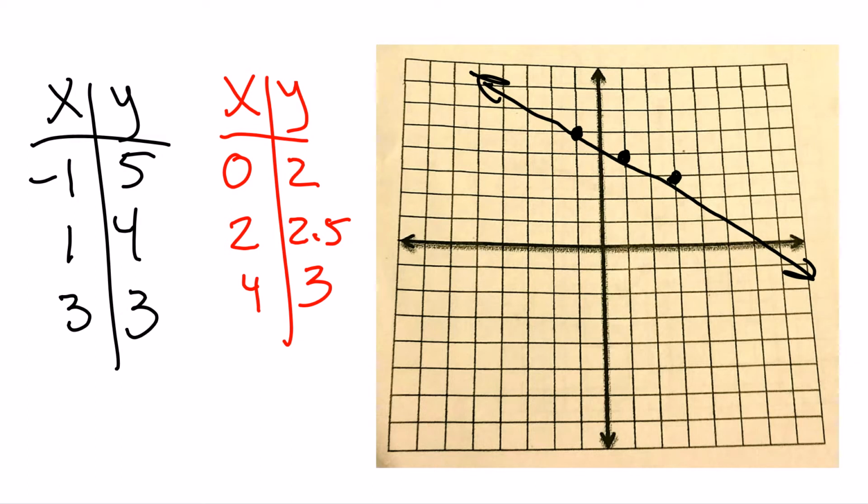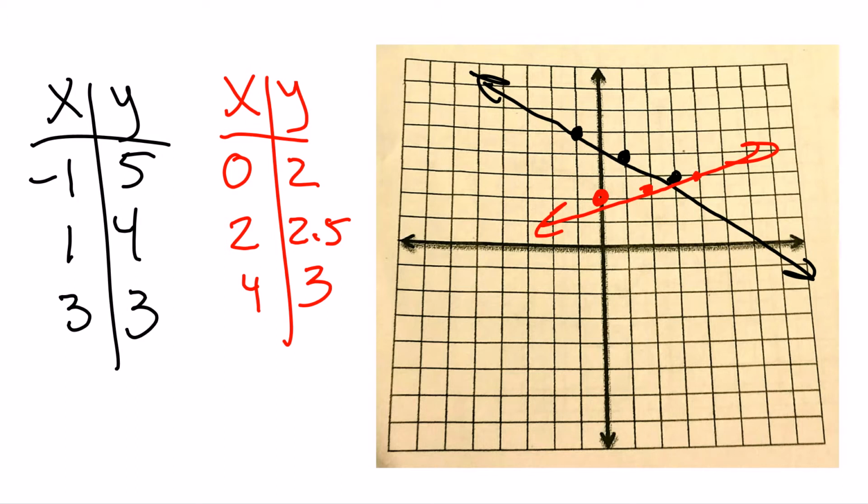Now I'm going to make my red line. I'm going to go 0, 2, 2, 2.5. I'm going to go over 4, up to 3. And to me it looks like it's going to cross at like 2, 2.5.